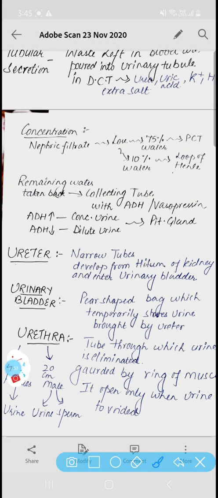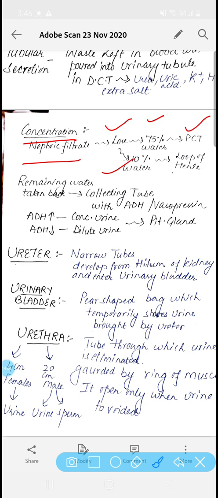Now this concentration is related to the nephric filtrate. The nephric filtrate, that is, the filtrate that has come from our glomerulus, loses 75% of its water by the PCT and 10% of water from the loop of Henle. The remaining part of the water is taken back to the collecting tube along with the hormone called ADH. This ADH hormone is very important.